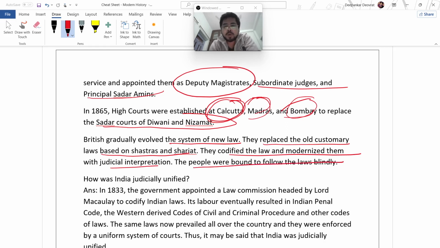The people were bound to follow the law blindly. Shastra and Sharia, they don't question what is the reason behind it. So they came with the judicial organization to overcome these things.